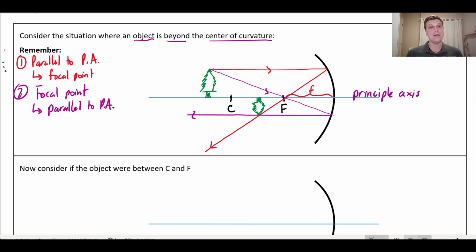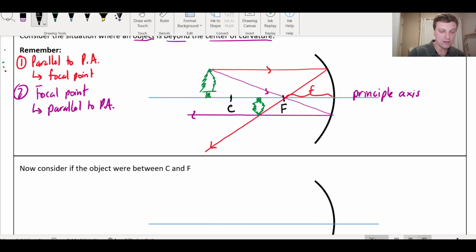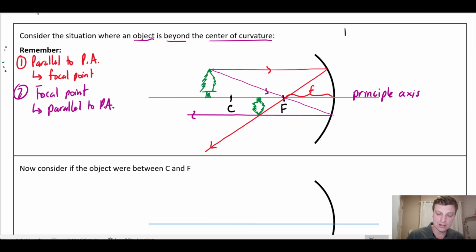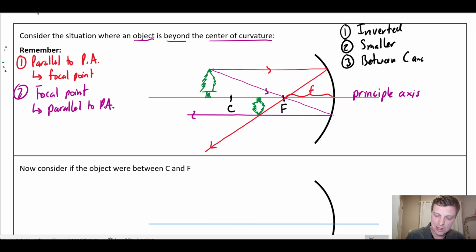Now, take a look at that image. There's a few things that we can notice about it, okay? The first thing that we should notice is that the image is inverted. It's upside down. The second thing you might notice is that it's smaller than the object is. The third thing you might notice is that it's located between C and F. So whenever I've got an object that starts off beyond C, my image is going to be between C and F. And the last thing, which you haven't learned about yet, is that this image is real. This is a real image.